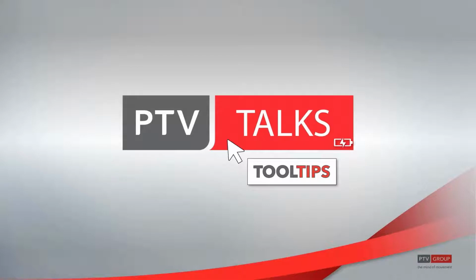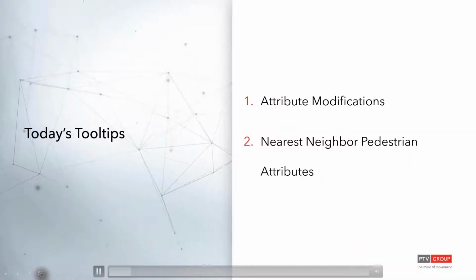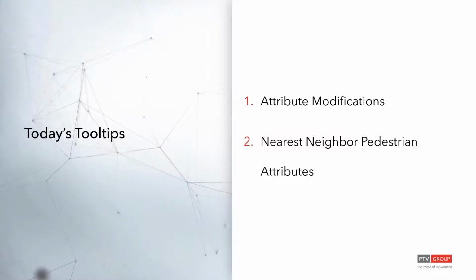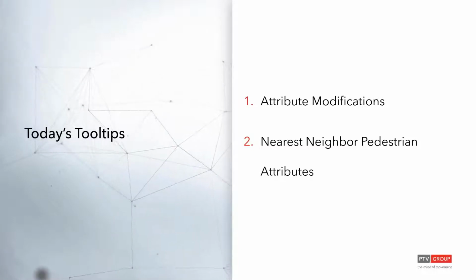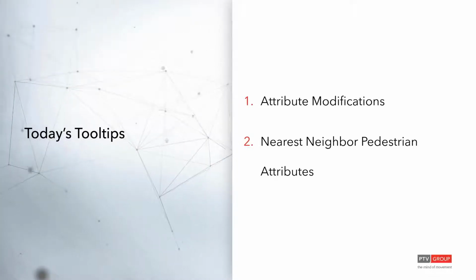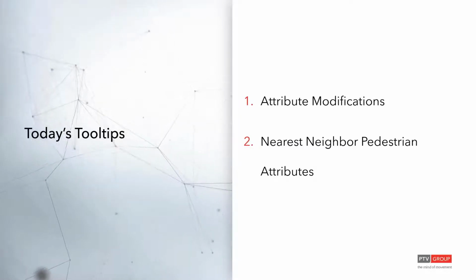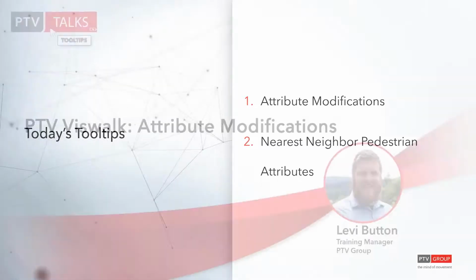We're going to go over some tooltips with Viswalk today. The two main things that we're going to be talking about are attribute modifications, which are a new feature in Vism 2021, as well as nearest neighbor pedestrian attributes, which are both attributes of the pedestrians in the network as well as some evaluations that we can look at, and then how we can use those to look at some new ways or old ways of modeling in Viswalk.